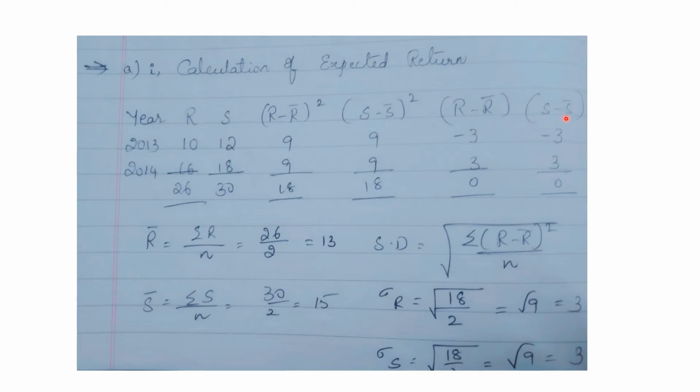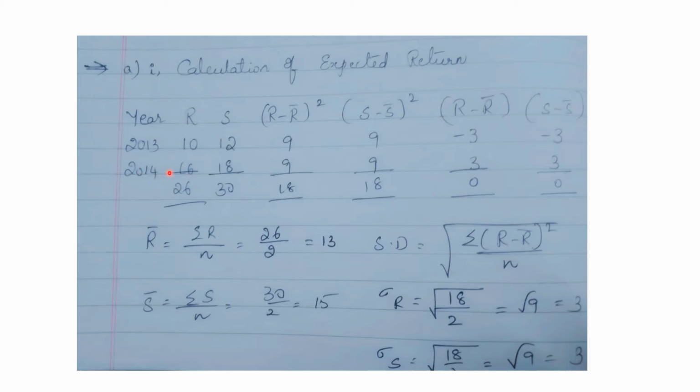Then in the same way you have to find out the S bar, that is summation S by N, that is equal to summation S, which is 30, upon 2, that comes to 15. So here we got the values of R bar and S bar. Now you have to subtract the R bar from R. So R minus R bar, that is 10 minus 13, that comes to minus 3. Then for S it is 12 minus 15, that is minus 3.